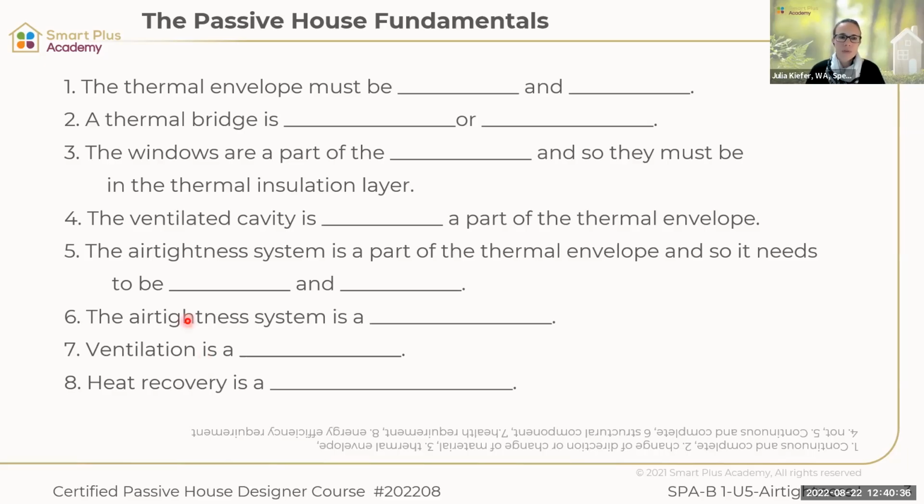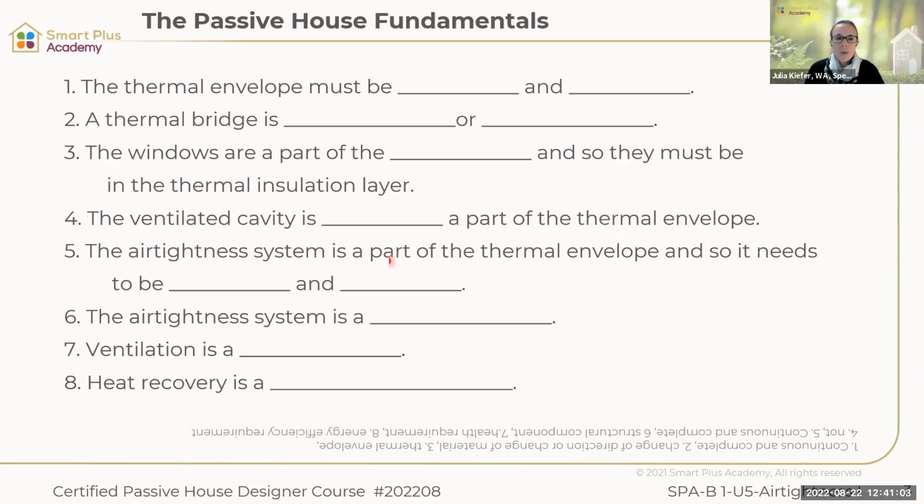You already know some of them now, because we've just talked about the thermal envelope in our thermal insulation materials. And we know that the thermal envelope must be continuous and complete. So we don't want any gaps. We want a continuous and complete thermal envelope around our building without any gaps or any missing parts in it.